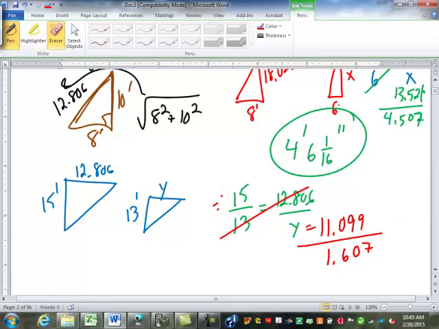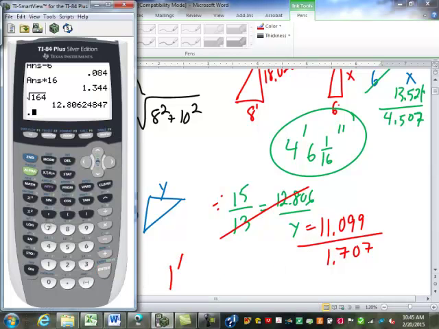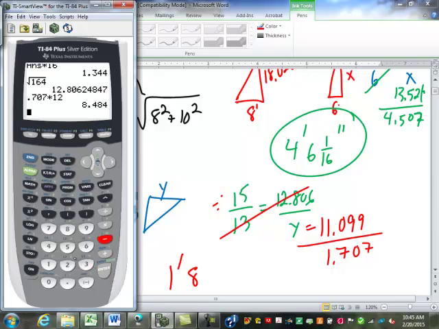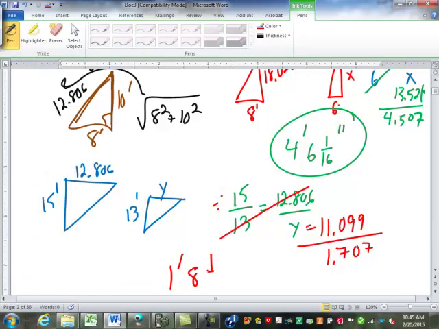1.707, isn't it? So that is 1 foot. Take the 0.707 times 12 gives us 8 inches. Subtract the 8 times 16. 0.7 is 8/16, so 1/2. 1 foot 8 and a half.